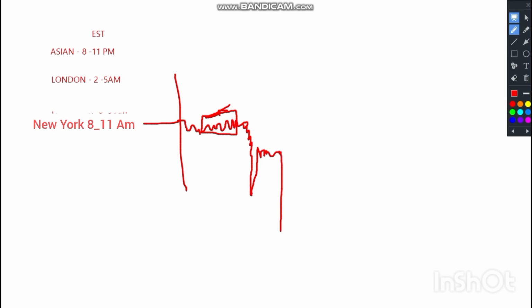Now to avoid a fake breakout from this Asian session, I go to the 1 hour chart to ensure that there are a series of 1 hour candles that really close below our Asian session. This is how I avoid a fake breakout. So after the 1 hour breakout, you can see price pulling back, and this is where you look for your entry. You can use your EMA to see where the price will pull back to.